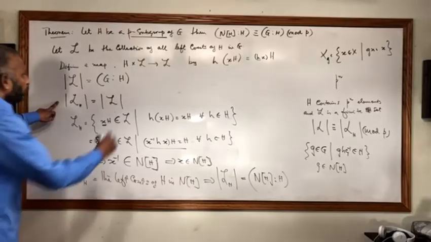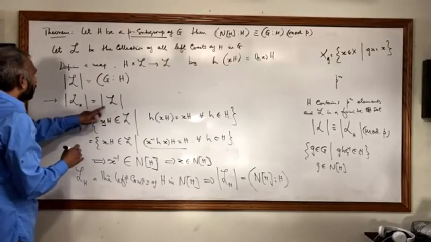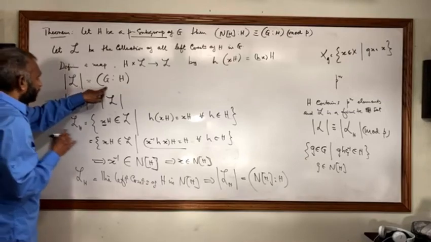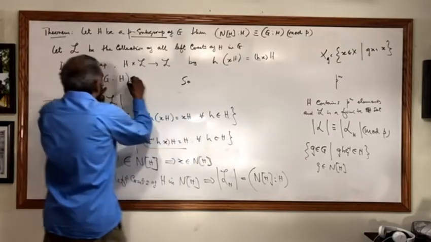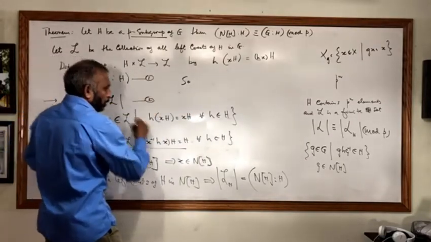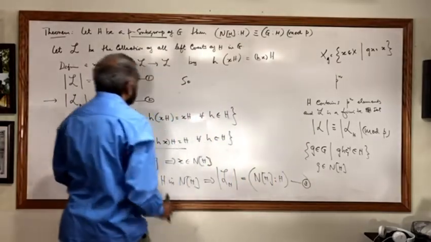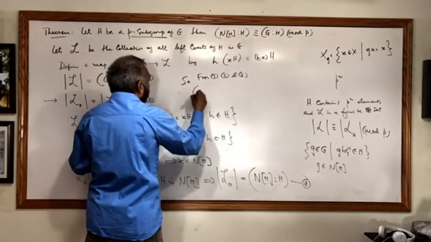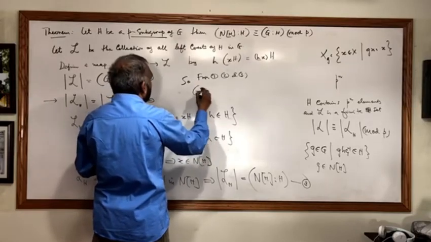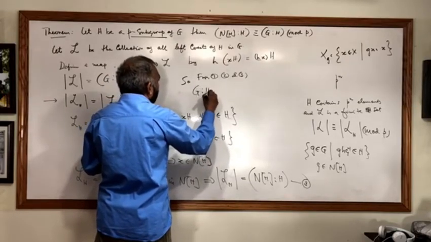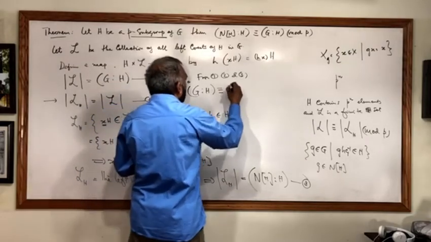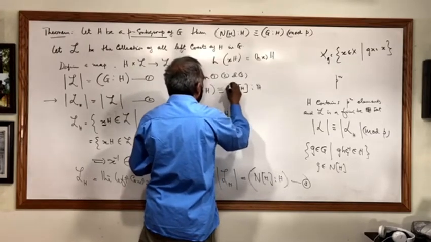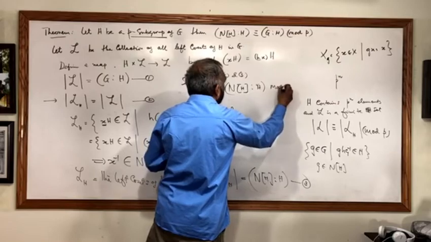Now we apply this result. So from 1, 2 and 3 we have that the index of H in G is congruent to the index of H in the normalizer mod P.